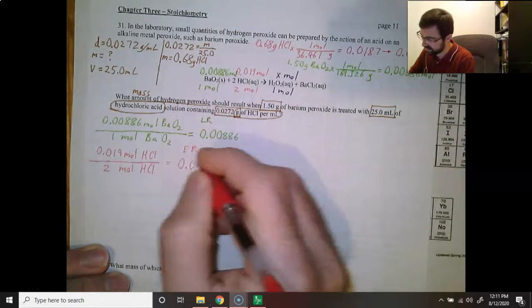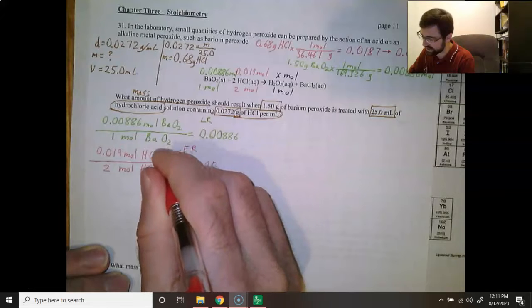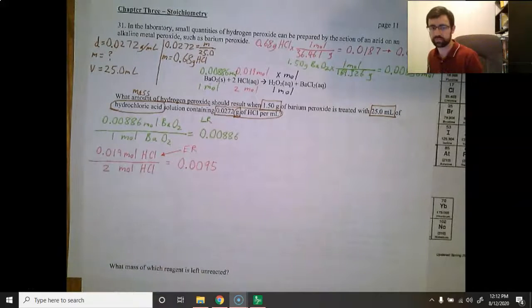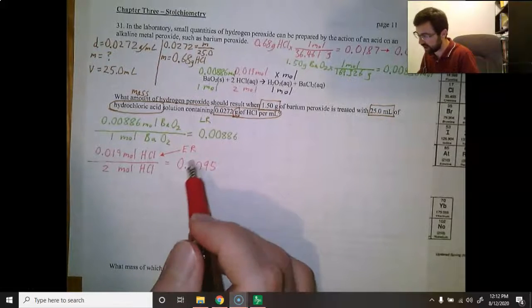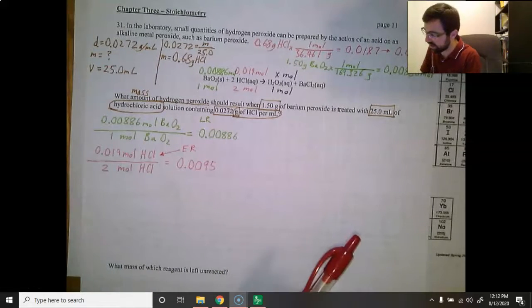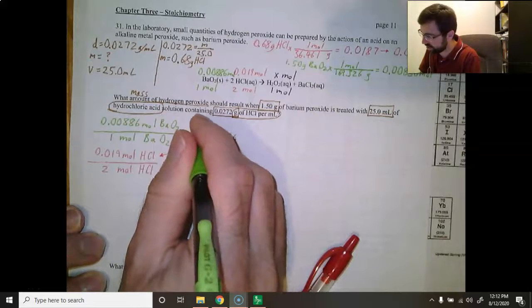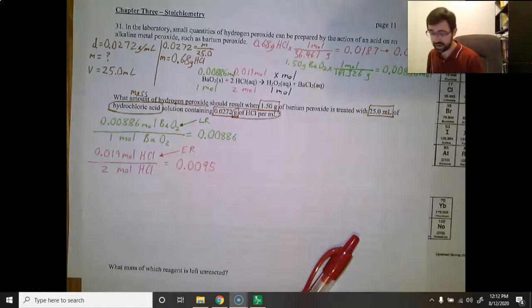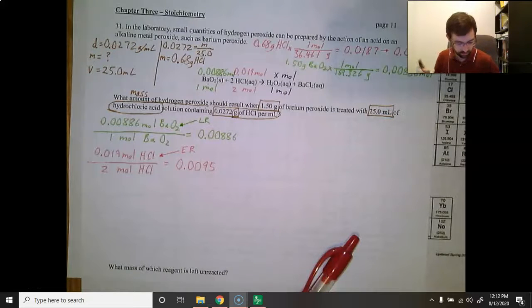And let's be really specific. The excess reactant is HCl. It's not this number, it's HCl. And our limiting reactant is not this number, it's BaO2. So we want to make sure we're being specific about that. In stoichiometry, you always use your limiting reactant when you're solving the problem.